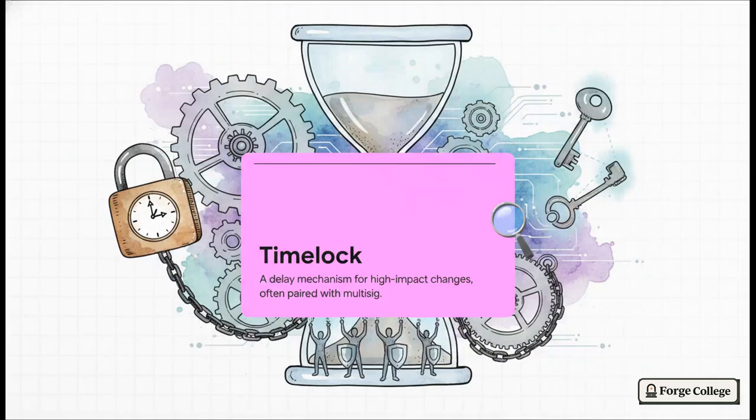The fix for that terrifying situation is utilizing time locks and multi-sig governance. A time lock is essentially a built-in delay mechanism for high-impact changes. These are advanced patterns you'll actually be building yourself in our upcoming Forge College programs. Basically, they distribute that immense power safely across multiple parties and force a mandatory waiting period, giving the community time to react if a malicious change gets proposed.